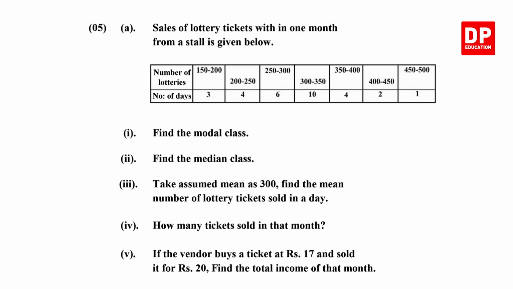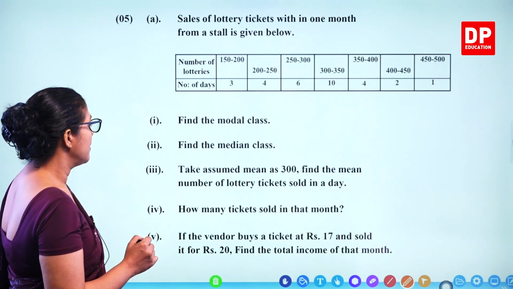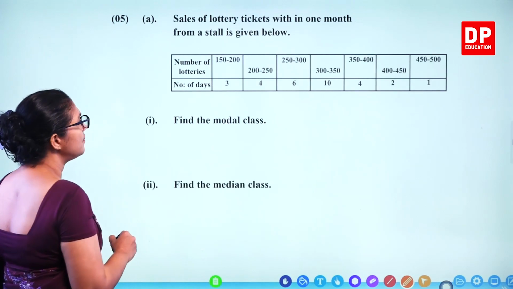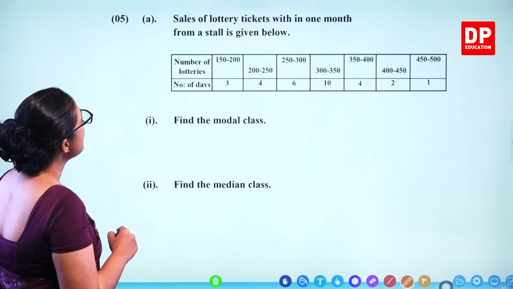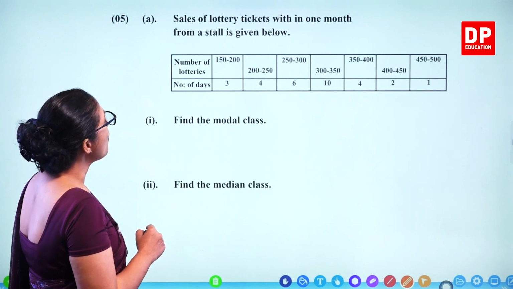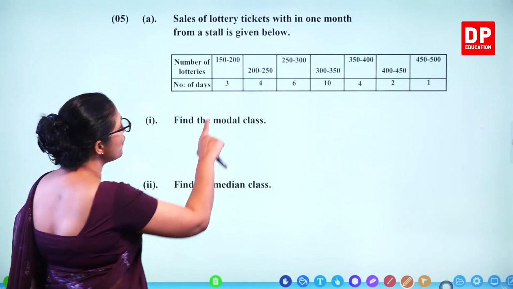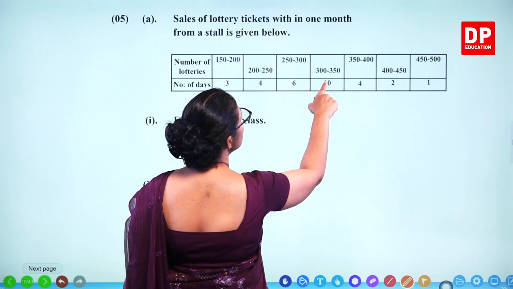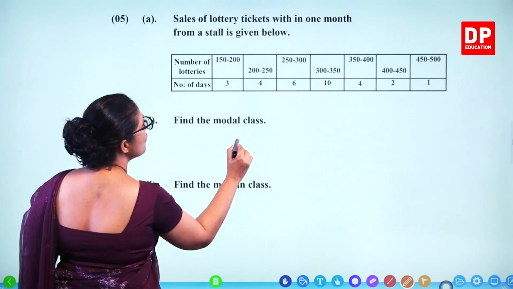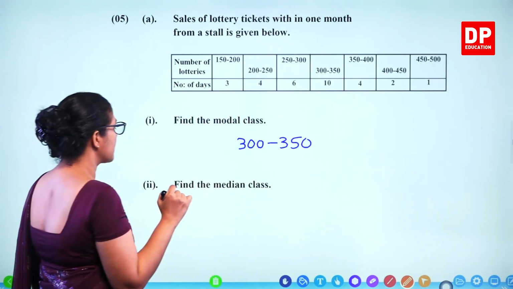Question number 5. This is a statistics question. So we need to find modal class, median class and mean. So let's do the question. Sales of lottery tickets within 1 month from a stall is given below. Find the modal class. So the one which has the highest frequency. When you look at the frequency, this is the highest value. So 300 to 350 is the modal class.